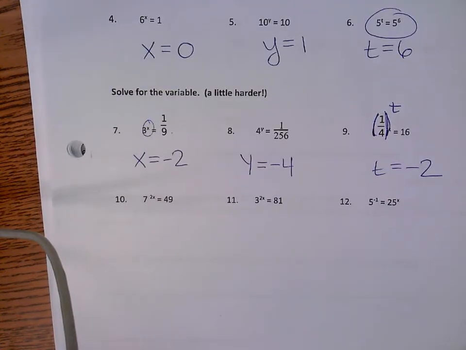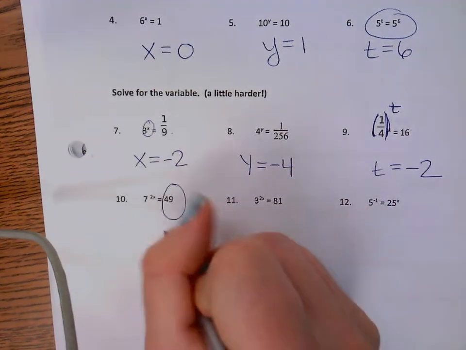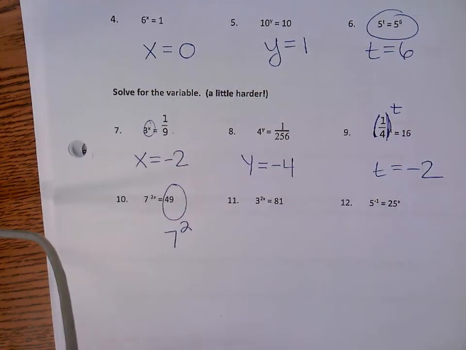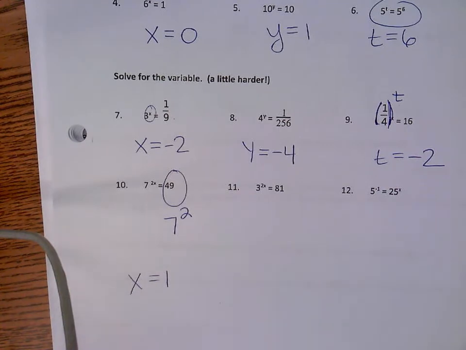All right, what about number 10? 7 raised to the 2x power is 49. Well, 49 is 7 squared, right? So what does x have to be? X would have to be 1 to make it a true statement. So there's not much algebra. It's kind of knowing those powers and then solving like what the exponent would have to be.